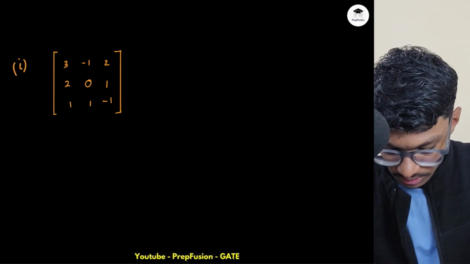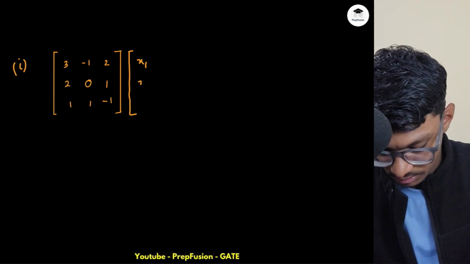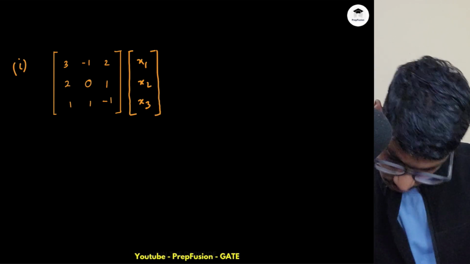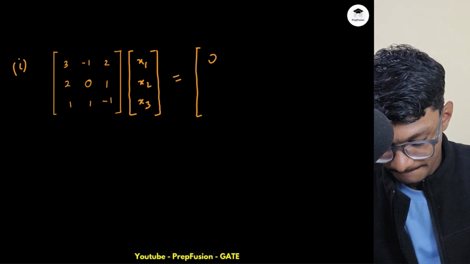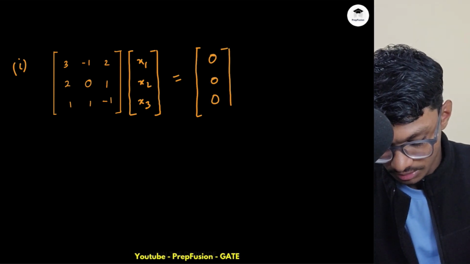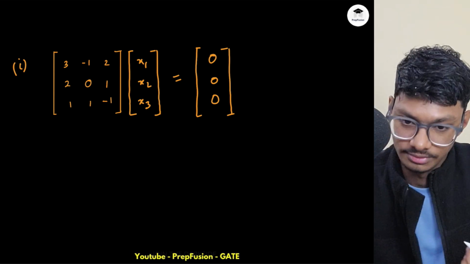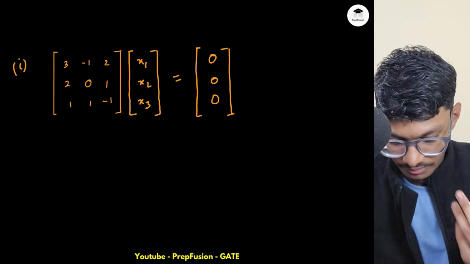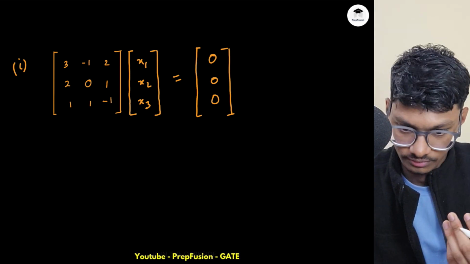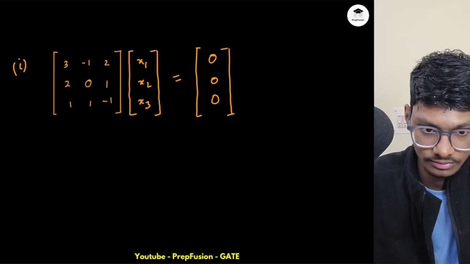So basically this is x1, x2, x3 equals 0, 0, 0, and we have to solve this. So what you can do is convert this into the row echelon format, whatever suits you, or you can directly solve this, whichever is easier for you. So let's basically solve this.